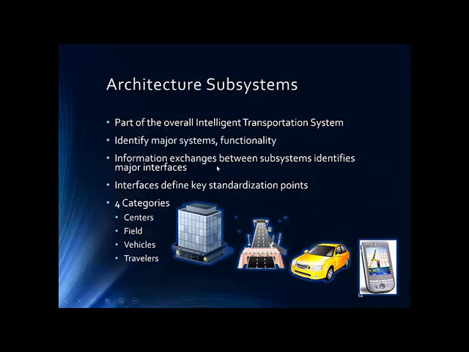We have architecture subsystems, like I said before. The categories of these subsystems are the centers themselves. These are the places that tend to be kind of the nerve center where the information is collected and decisions are made. The field, where the devices are out on the roadway in terms of sensors, control devices, etc. The vehicles themselves. What data do we collect from vehicles? What data do we send to vehicles? And finally, to travelers. How do we get information to people to make better decisions, and how do we collect information from them to better understand what's happening on the system?